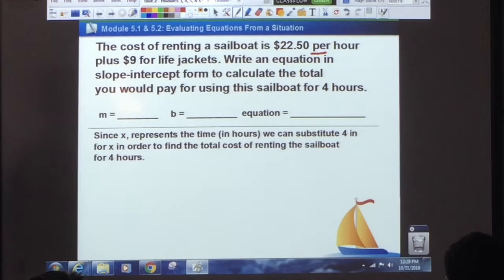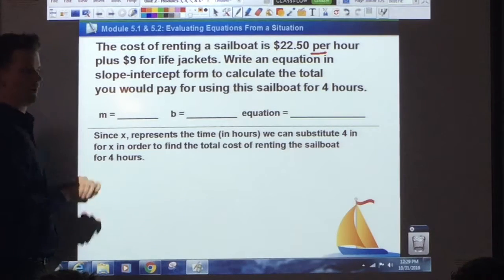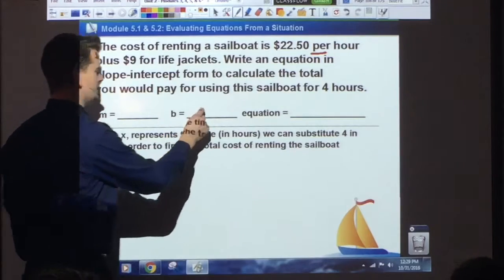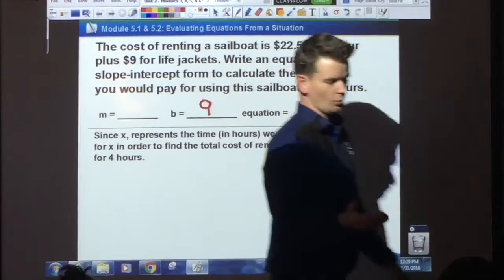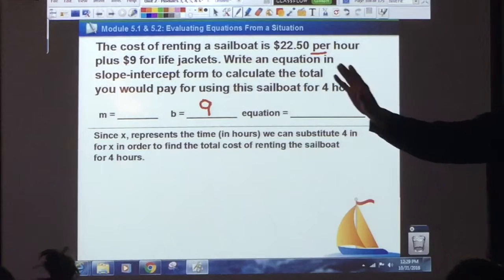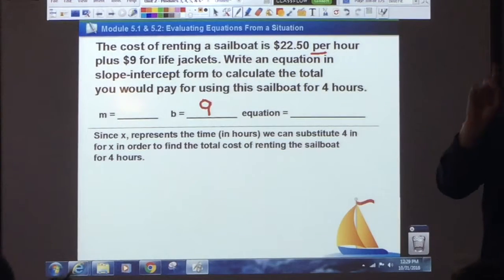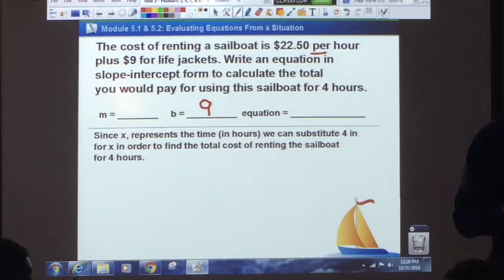First, we have to identify the one-time thing, the thing you're only going to pay once. What's the only thing you're going to pay once for? Life jackets. So what number represents life jackets? $9. You're only going to pay that once, and it doesn't really matter if you have one life jacket or four. We assume, when all else fails, it's just you in this scenario. Assume it's just you out on the sailboat all by yourself.